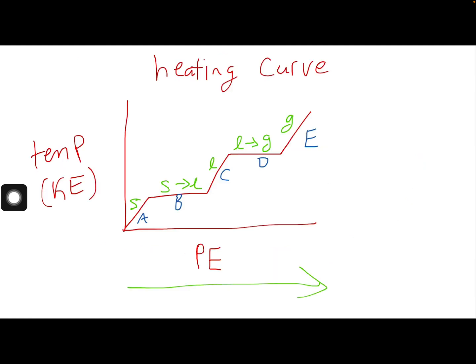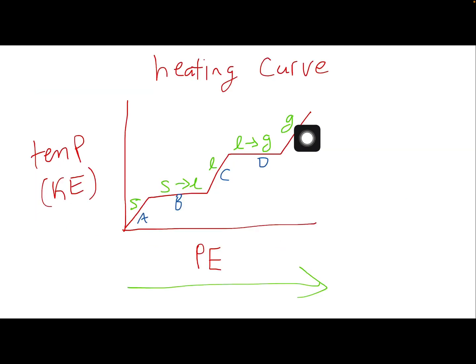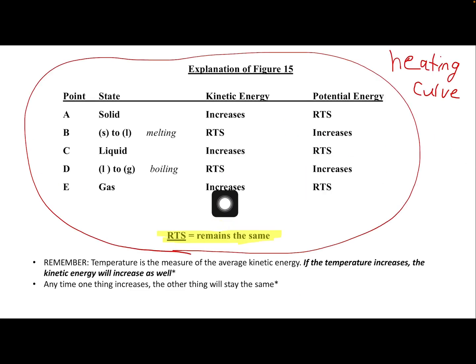Liquid to gas, I'm going to go back and show you. Liquid to gas, the temperature is remaining the same. So because of that, our kinetic energy remains the same and our potential energy increases. Finally, our gas. As you can see, our gas's temperature is increasing. So because of that, our kinetic energy increases and our potential energy remains the same.